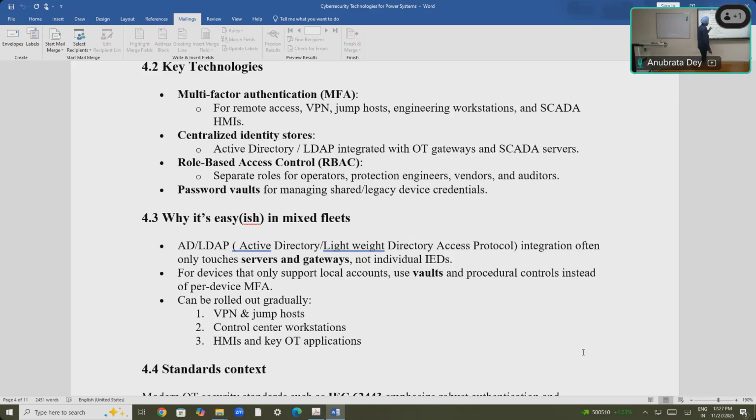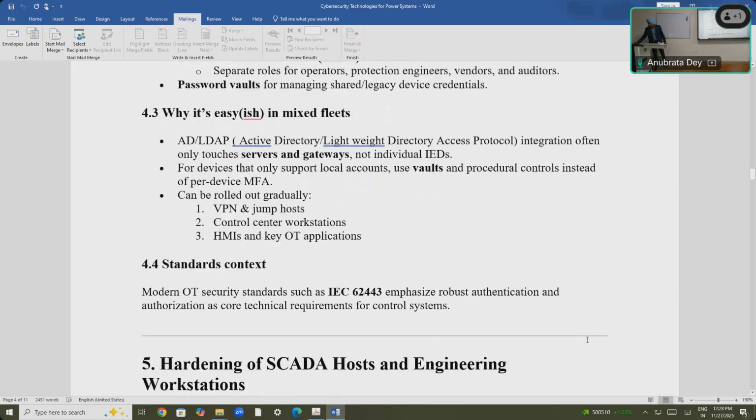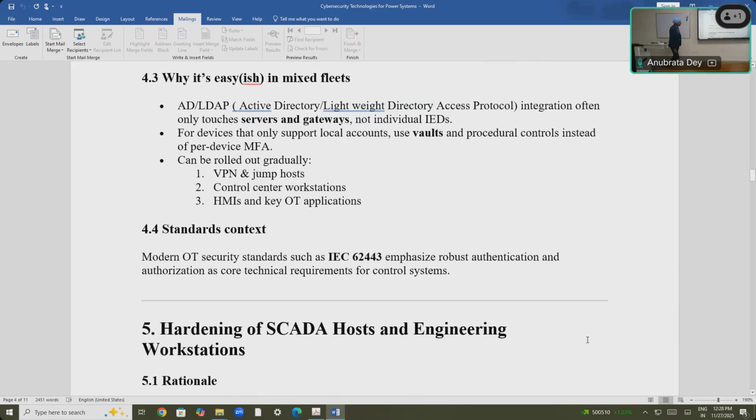And then password vaults, right? Why it's easy-ish in a mixed fleet. So you have Active Directory, Lightweight Directory Access Protocol integration, okay? It's only servers and gateways, not individual IDs, right? So that's why it's easy. So it can be again rolled out gradually, VPN or jump host, control center workstations, HMI. So at various levels, you can roll that out, okay?